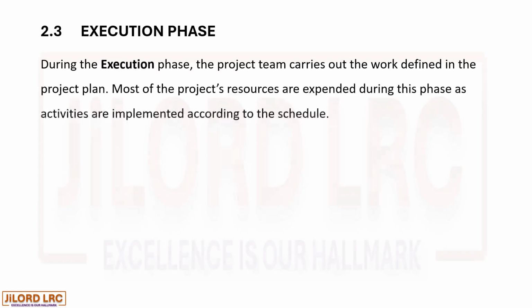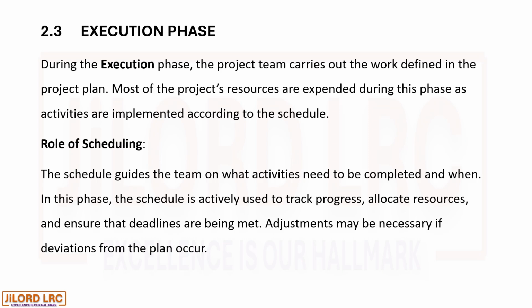Execution phase. During the execution phase, the project team carries out the work defined in the project plan. Most of the project's resources are expended during this phase as activities are implemented according to the schedule. Role of scheduling. The schedule guides the team on what activities need to be completed and when. In this phase, the schedule is actively used to track progress, allocate resources, and ensure that deadlines are being met. Adjustments may be necessary if deviations from the plan occur.